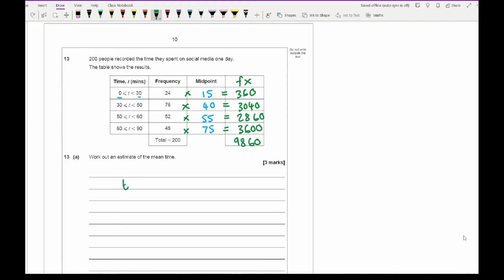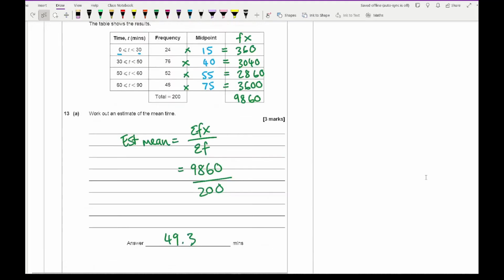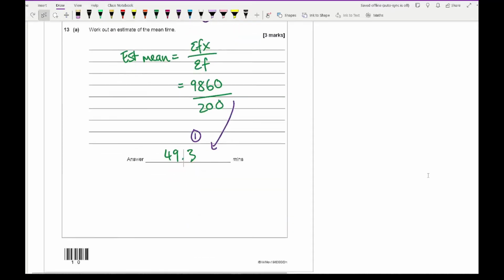If I work out the grand total of all of that, it gives me 9860. Now to work out the estimated mean, I need to do the total fx divided by the total frequency. That's the formula that we use. So it's going to be 9860 divided by 200. If I type that into my calculator, I should have an answer of 49.3. Now this one's worth 3 marks. You get 1 mark for calculating the correct midpoints, 1 mark for calculating correct fx values, and your third mark will come from dividing those two numbers together.